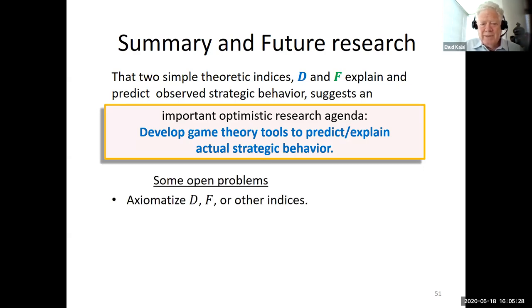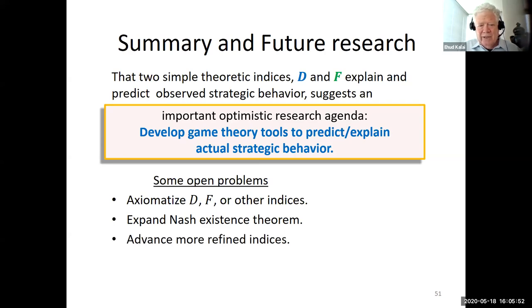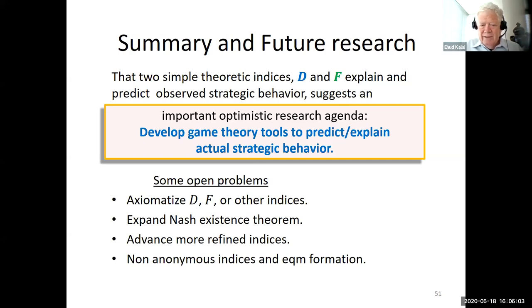Some open problems. I'm trying without success so far to axiomatize D, E, F and other indices. The Nash existence theorem needs to be expanded, because if equilibrium with D equals one is not very reliable and we rely on it in all kinds of economic applications, it'll be nice to know for which kind of games there is a more general result. There's room for more refined indices, and I'll say a couple of words on this. And more about equilibrium formation. I stayed with very simple equilibrium, one shot, and maybe there are sequential and non-anonymous ones.